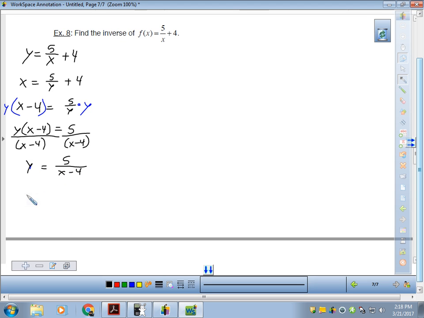And then the last step, replace y with f inverse. So f inverse of x equals 5 over x minus 4. Not too bad.